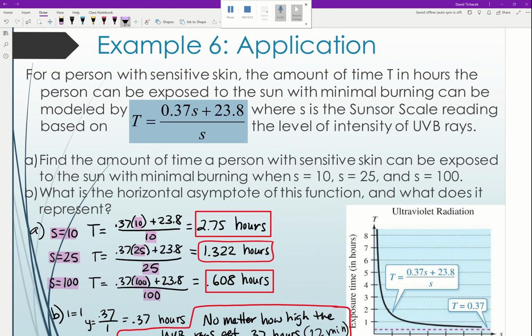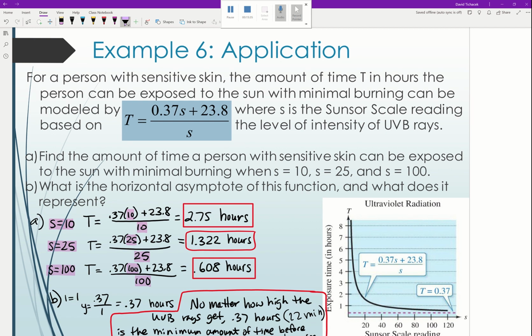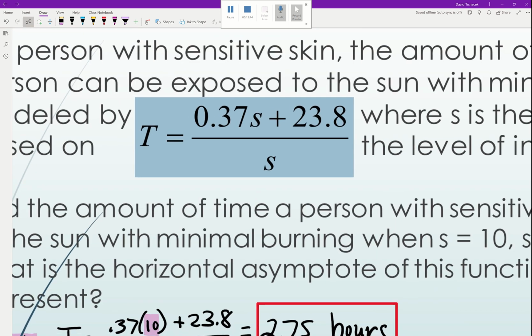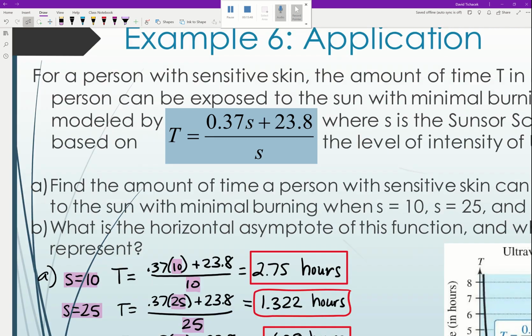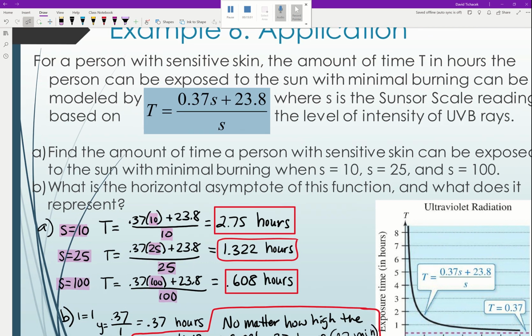And then example 6, this will be the last one that we do here in the video. It's a little bit of an application problem. So here they talk about an application problem that you can go ahead and pause the screen and read through if you want. But this is going to be a function right here that relates an amount of time spent in the sun to how sensitive your skin might be. And so they just ask us a couple of questions in this vein right here.